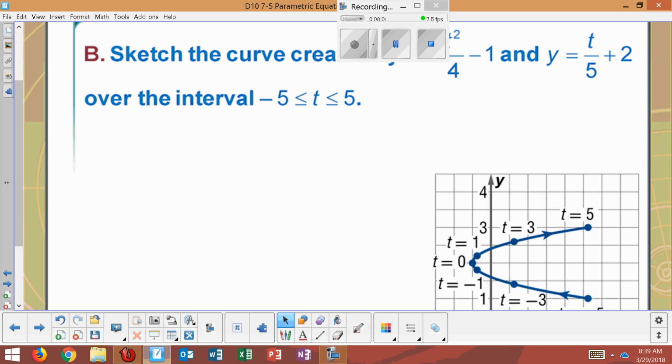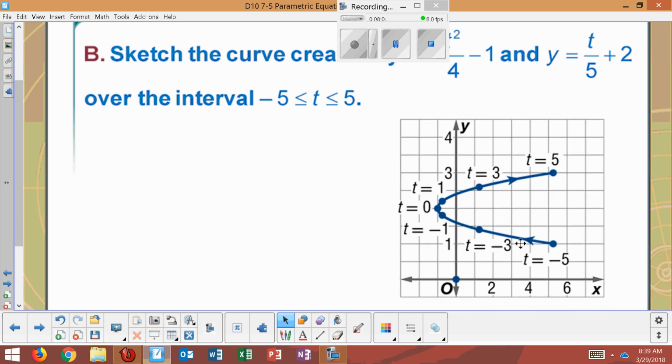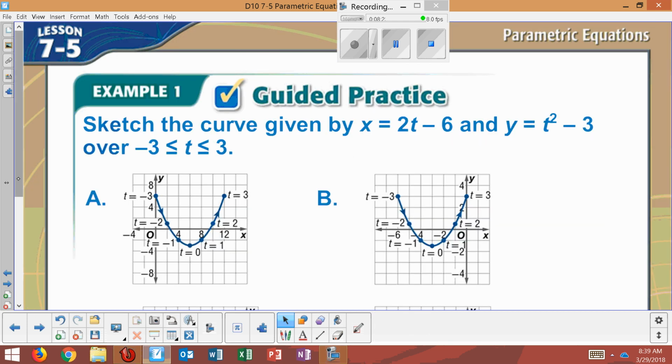Here's their picture. These arrows represent the flight of the object, which way it's moving, and these dots are representing the whole second. So that's where it is at -5. This is its location at -3, -1, 0, 1, 3, 5. Now, I've got one for you to try.